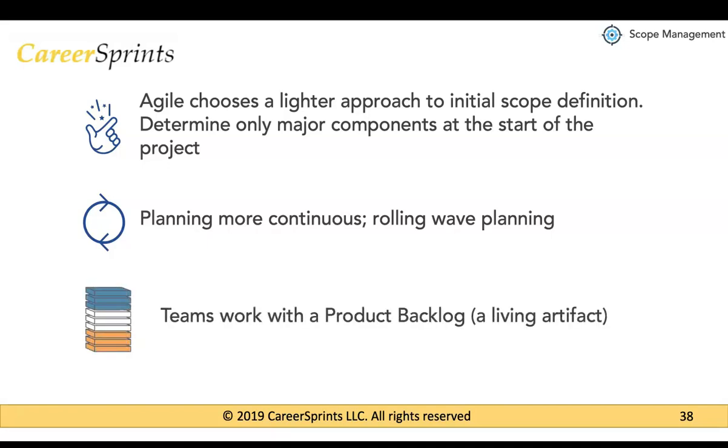Also remember that agile teams work with a product backlog, or just backlog, which is a living, constantly evolving artifact that is used for capturing user needs in priority order. So this is how integration and scope are managed in an agile world.